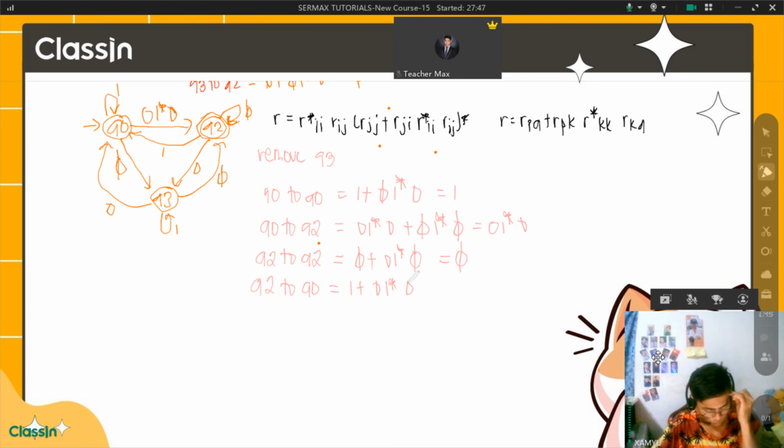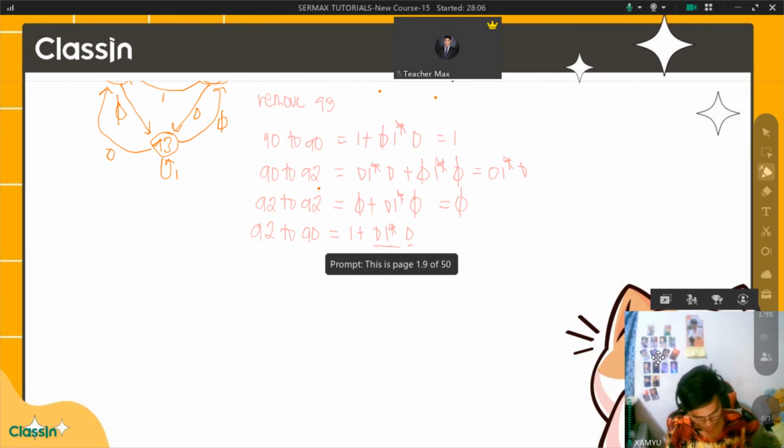So therefore, for this one, there's no highest precedence because we cannot calculate 1 star to 0, and the 1 plus 0, 1, 0 cannot be simplified. So therefore, we can draw the two states according to that. So your states right now will be Q0 and Q2.